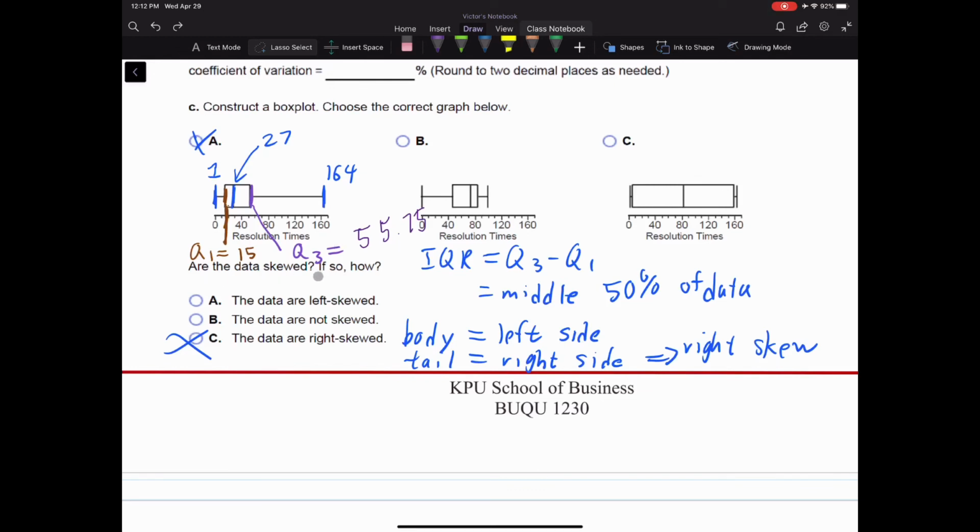And is this dataset skewed? If so, how? This dataset is right skewed. We know this because the IQR represents the middle 50% of our data. When we look at the box plot summary here, we know that most of our data is on the left side. That's where the body is. The body represents the middle 50% of the data, and it sits on the left side. Since the body is on the left, that means we have a right tail, and a right tail represents a right skew. And that's the answer for example 1, part C.